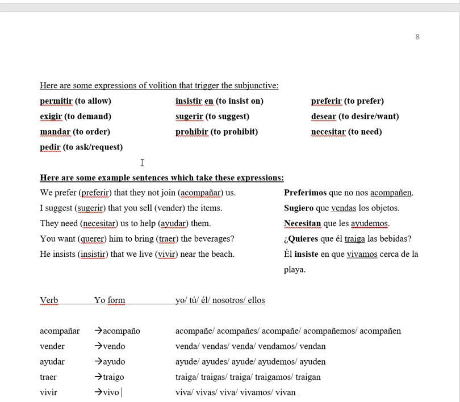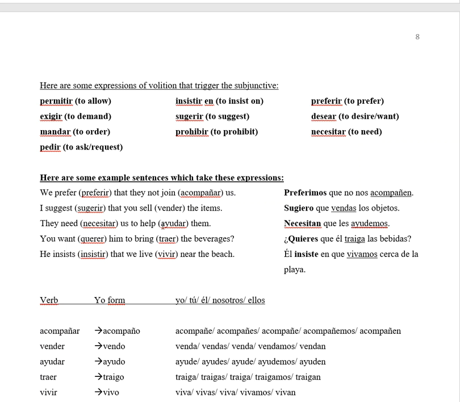Okay, so again, let's go back over here. I suggest that you sell the items. Sugerir is one of the expressions of volition, so we use the subjunctive here. I suggest that you sell the items. Sugiero que vendas los objetos.